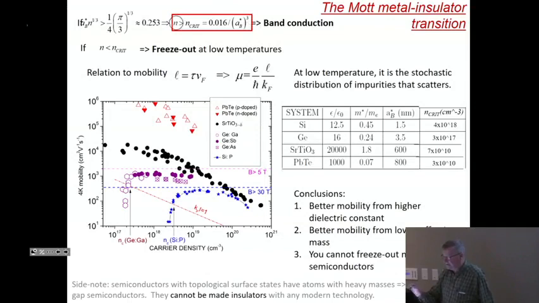That you cannot freeze out a sample that has more carriers than that, but you cannot have low temperature conduction in a sample that has less carriers than that. This is, for example, the problem with topological insulators. If you take bismuth selenide as a topological insulator, bismuth selenide has a very, very large Bohr radius, which means that your critical freeze-out concentration has to be 10 to the 12 electrons per cubic centimeter, which you can almost never get. So yes, you can have very nice surface states, but you can't make the bulk insulating because you can't meet the Mott criterion.